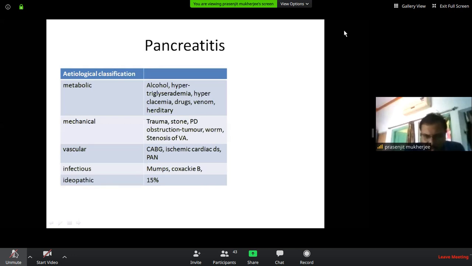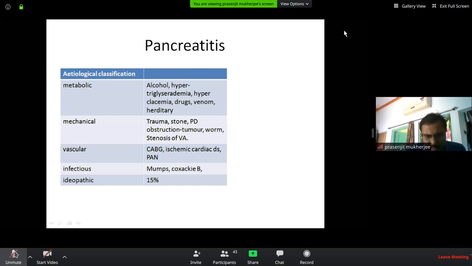Trauma is mostly ERCP induced. If we damage the sphincter of Oddi or ampulla of Vater during sphincterotomy during ERCP, there is a chance of pancreatitis. Obstruction due to tumor, worm, stenosis of the ampulla of Vater, or sphincter of Oddi stenosis can again cause mechanical obstruction, all of which ultimately result in pancreatic cellular damage and activation of pancreatic enzymes.